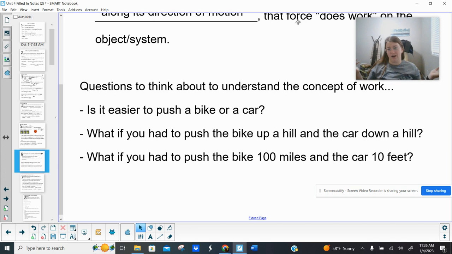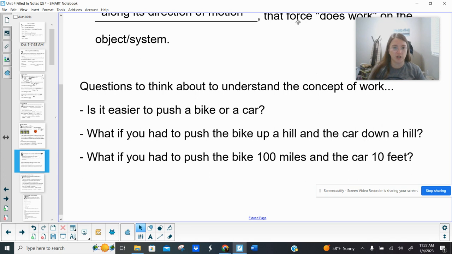So just questions to think about. We're not going to answer these questions, but you should be able to in your head. Is it easier to push a bike or a car? Well, duh, we know that usually it's easier to push a bike. But what if you're pushing the bike up a hill versus the car down a hill? What's easier? Well, the direction is changing.